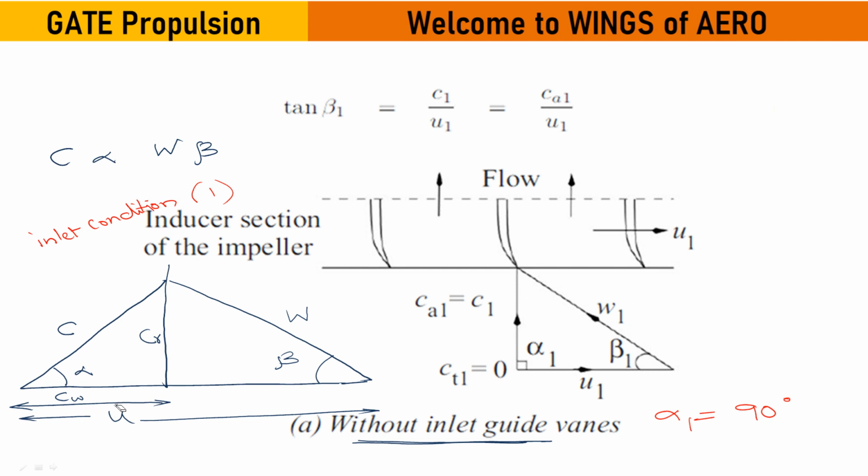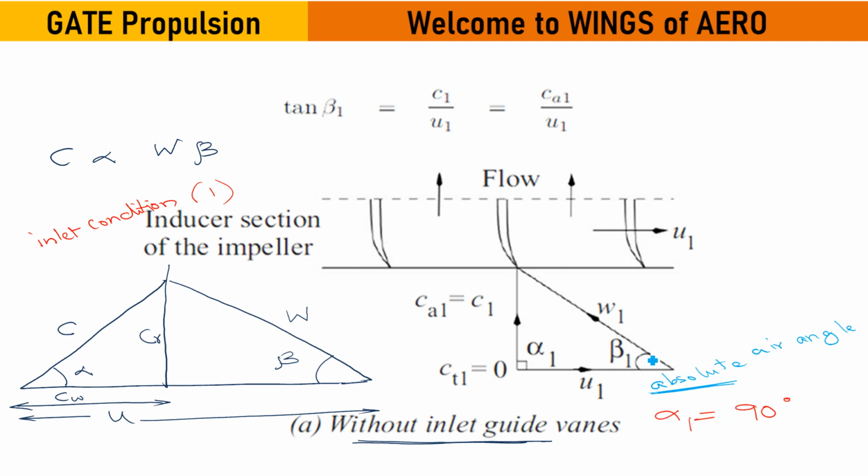For inlet condition, two conditions are there. One is without inlet vane, and one is with inlet vane. Now without inlet vane, the first condition is alpha 1. What is alpha 1? I have said it is the absolute air angle. Basically it deals with something called absolute. So you have to identify the absolute inlet air angle is 90 degree.